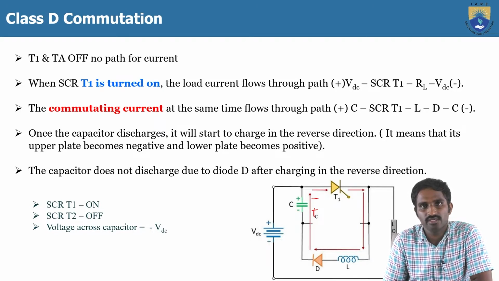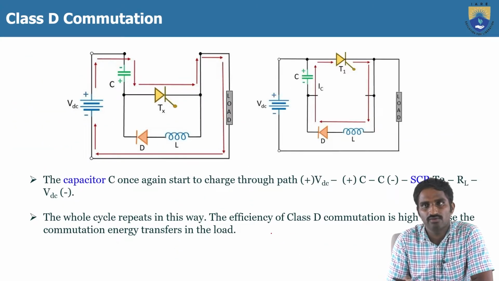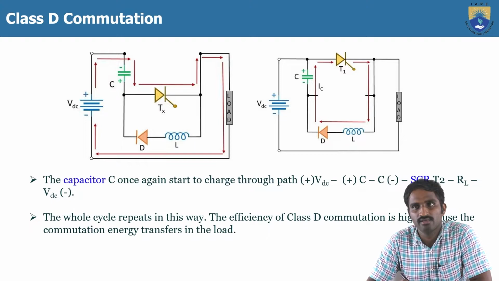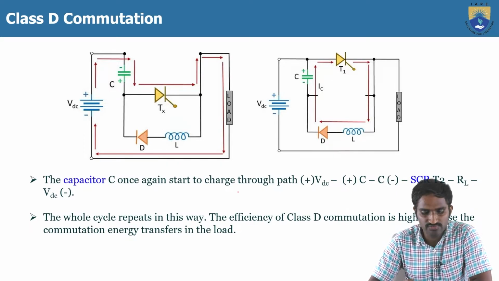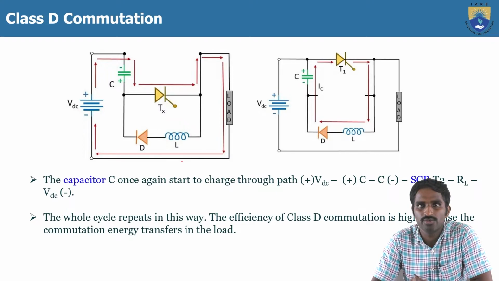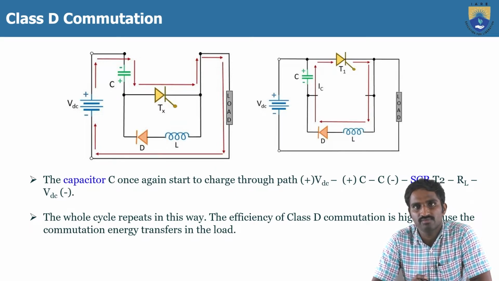So that's why the efficiency of this class D commutation is very high. Not very high, it is somewhat high when compared to the other commutation techniques. So this is the process of commutating, the class D commutation. Here we are just using this auxiliary thyristor to turn off the main thyristor, which means by turning on the auxiliary thyristor, we are applying the reverse biased voltage across the main thyristor T1, so that the thyristor T1 is turned off.